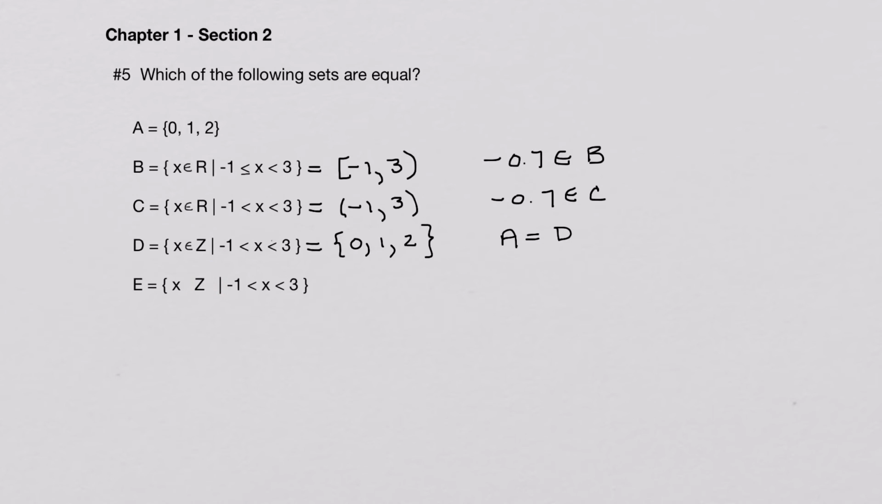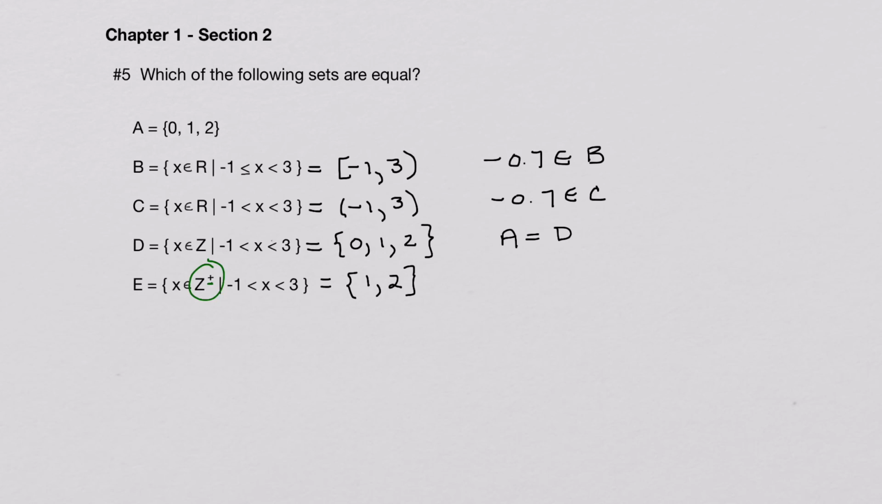Let me see. So x is a positive integer, again, between -1 and 3. When I write this in roster form, then x could be 1 or it could be 2. It can't be 0 now because x has to be a positive integer and 0 is not positive.